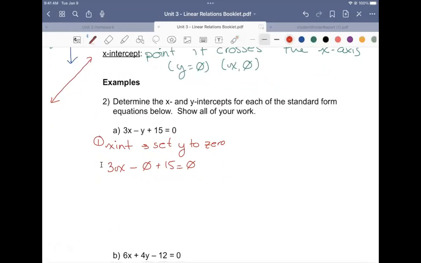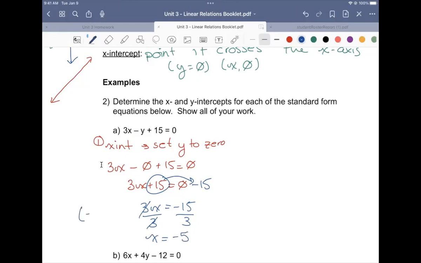So if I solve this equation, I will get 3x plus 15 equals 0. I'm going to move my positive 15 and it becomes negative 15. So I'll get 3x equals negative 15. Divide both sides by 3 and I will get x is equal to negative 5. So I know that my x-intercept is negative 5, 0.